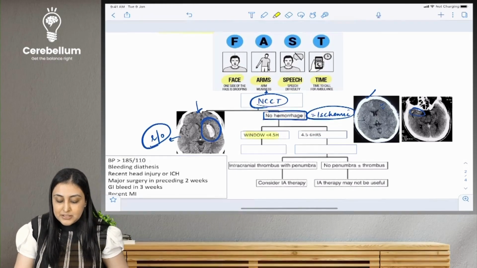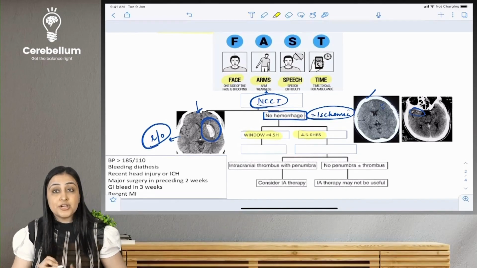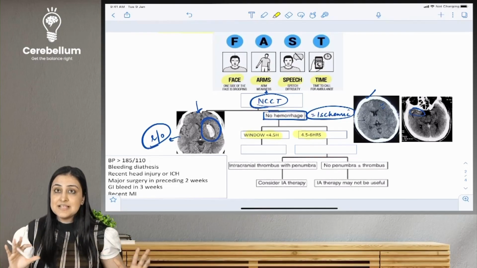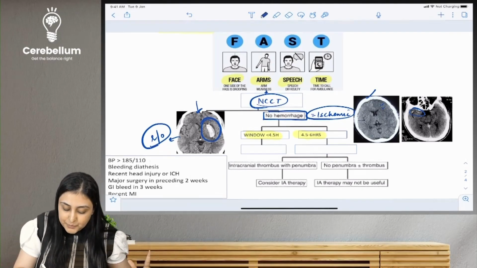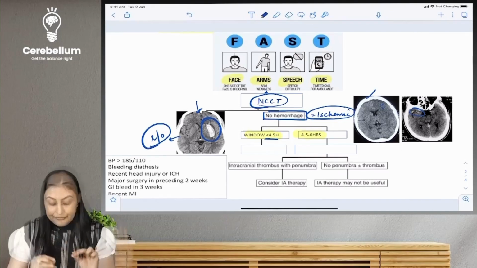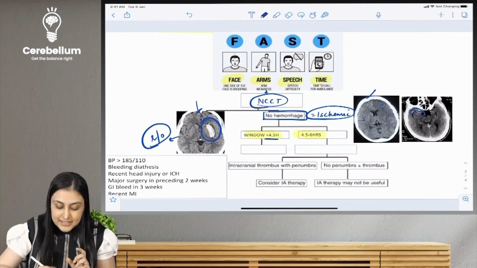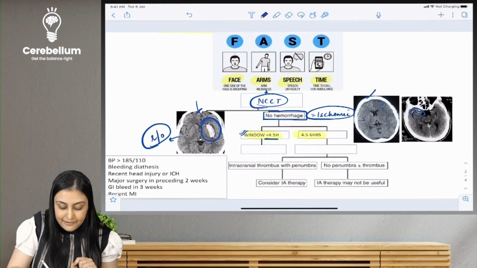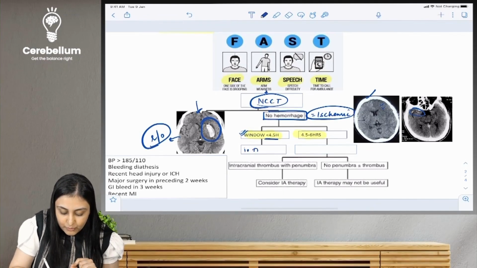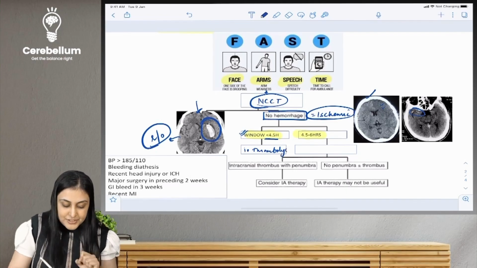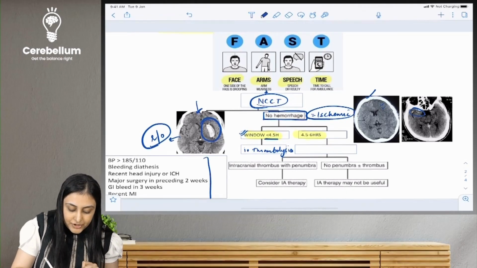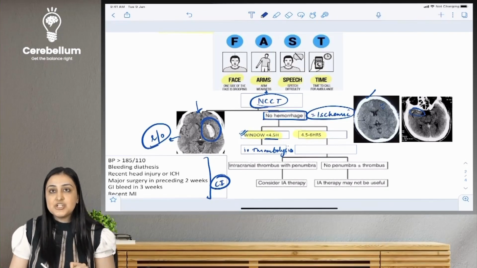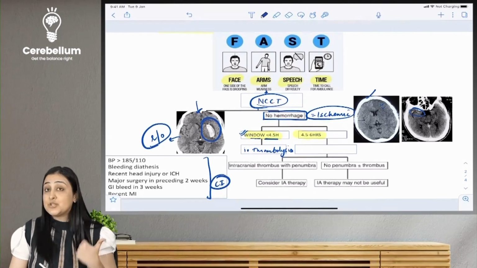Now I have to see whether the patient is in the window period or not. Again, this is something that keeps getting updated. This is what current Harrison says. 4.5 hours is the window period that we will accept. If from the onset of symptoms less than 4.5 hours have passed, we have to take him up for IV thrombolysis. We first have to rule out any contraindications. If there are no contraindications to thrombolysis and the patient is in the window period, start IV thrombolysis.